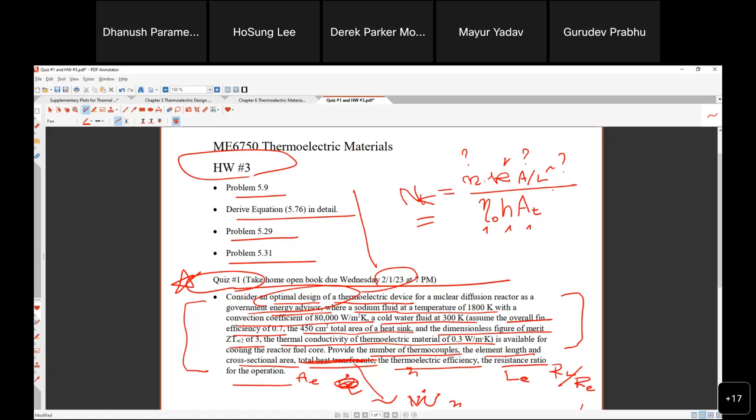Suppose this is 0.3, I don't know, suppose. Then we have a number, this is available, this is available. Then the question is how you can determine N, A, and L, where A is the element area. The module has a number of elements. So A and L approximately, you try to figure out.